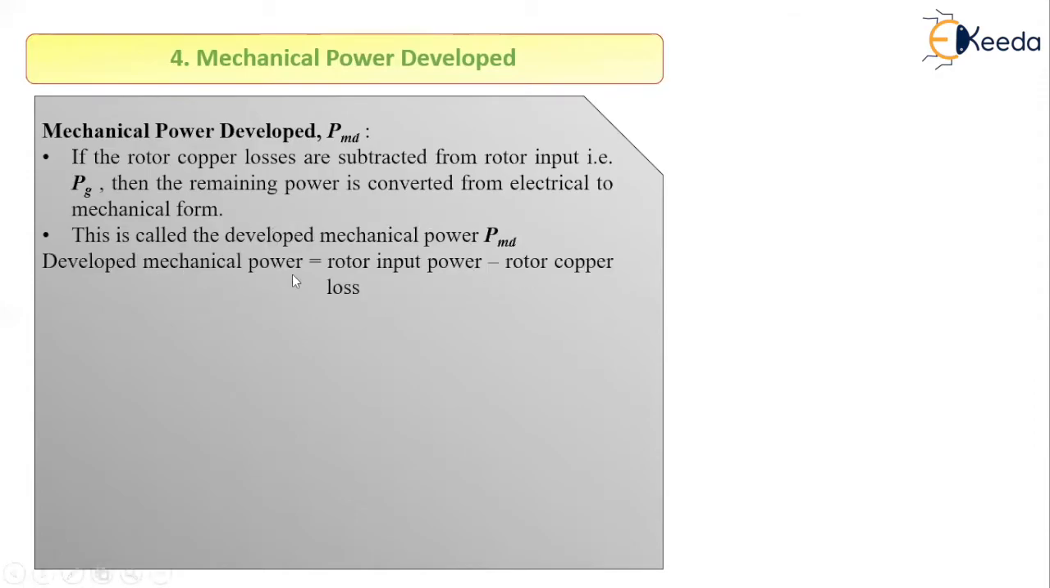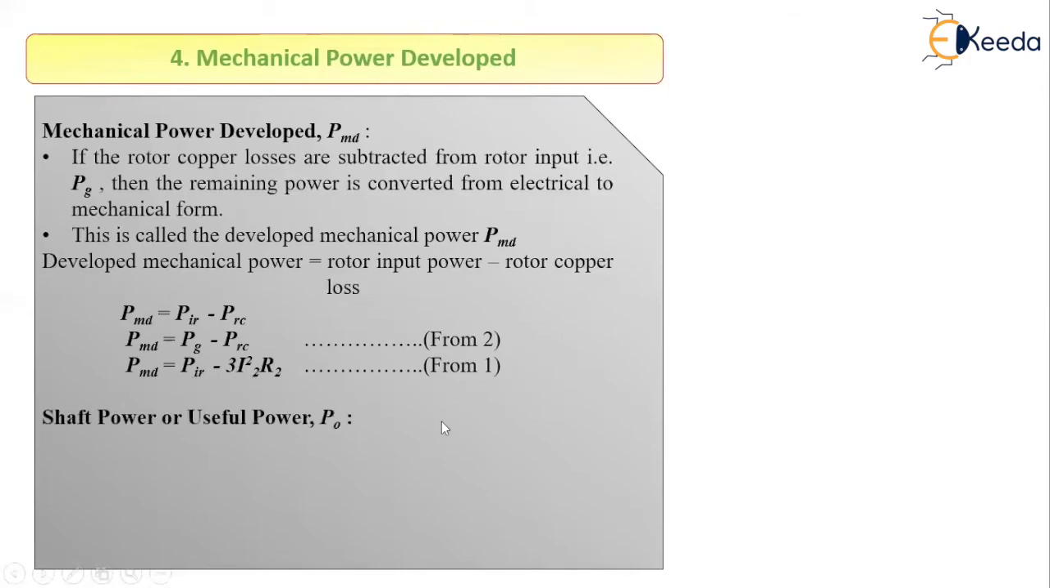So we can say that developed mechanical power is equal to rotor input power minus rotor copper loss. If we formulate this, we get PMD is equal to PIR minus PRC. Here PIR is the rotor input power, and PRC is the rotor copper loss. PIR is nothing but PG. So again, PMD is equal to PG minus PRC. This we got from equation number 2. Now the formula of PRC is 3 I2 square R2. So the equation can be modified as PMD is equal to PIR minus 3 I2 square R2.